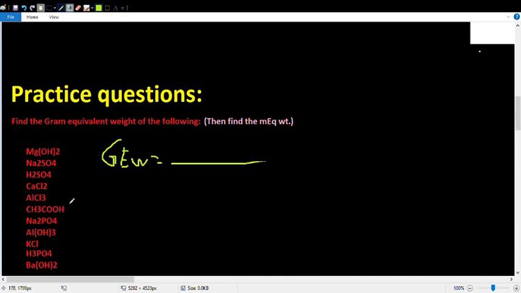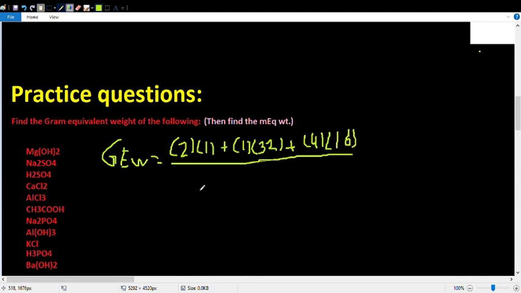So moving to H2SO4. H2SO4, let's take first the molecular weight. So dalawang atoms ng hydrogen. Tapos yung hydrogen's molecular weight is 1 plus yung S, which is the sulfur, which is only 1 atom, times the molecular weight, which is 32. Tapos plus yung oxygen, which is 4 atoms here, times 16, which is the molecular weight. So, divided by the factor. So, yung factor, paano natin malaman yung factor?